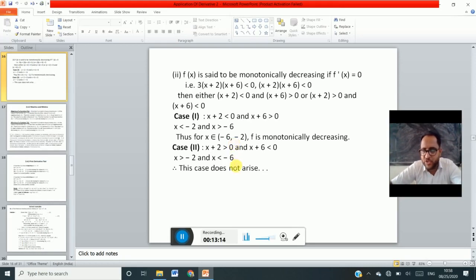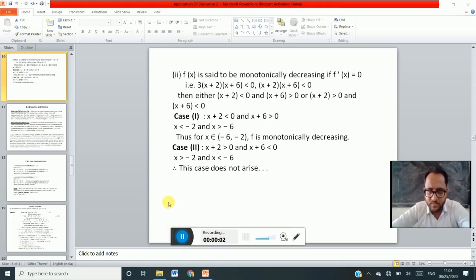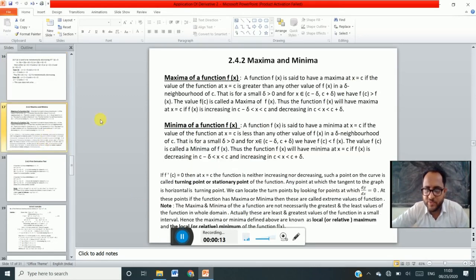I think there are two solved examples, and some examples are in the exercise, so try to solve those also on this topic, that is, increasing and decreasing functions, right? So try to solve the examples of the exercise also. Then see the next application of derivative, that is, maxima and minima, right?